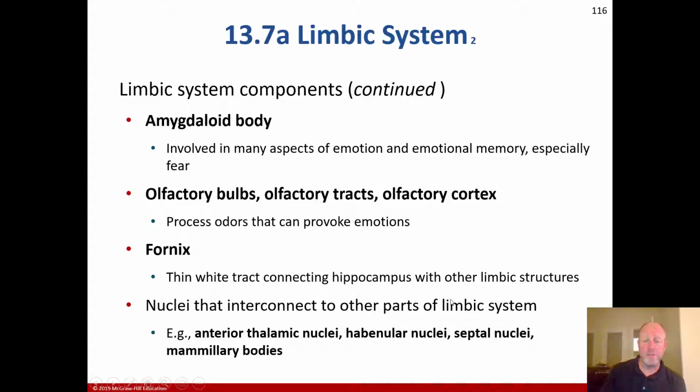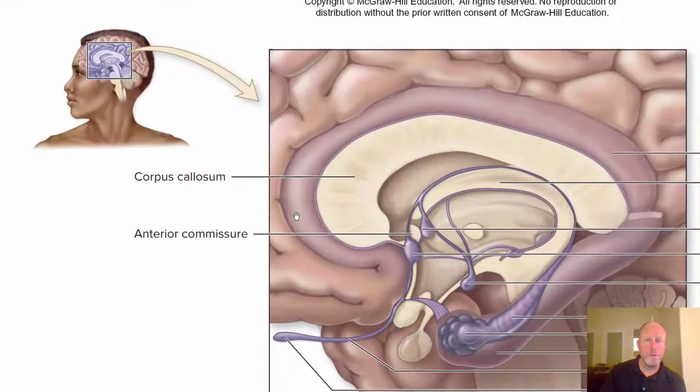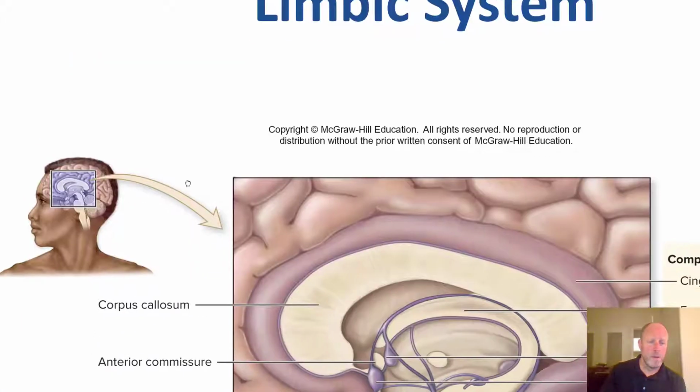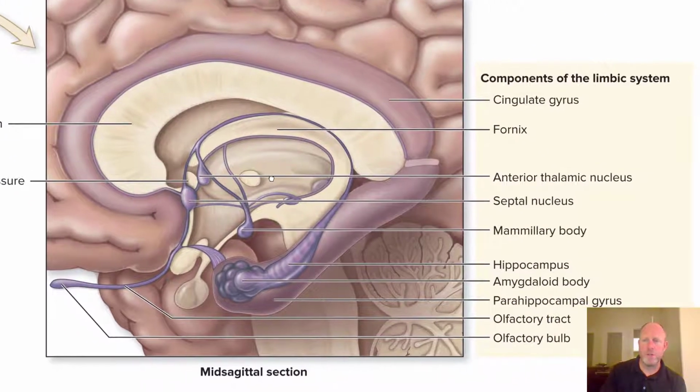Nuclei that interconnect to other parts of the limbic system include the anterior thalamic nuclei, habenular nuclei, septal nuclei, and the mammillary bodies. So here, you can see in looking at our limbic system, right? Our corpus callosum, our anterior commissure, it's a mid-sagittal section, our cingulate gyrus, our fornix, the anterior thalamic nucleus, our septal nucleus, mammillary body, and our hippocampus, amygdaloid body, parahippocampal gyrus, the olfactory tract here, and the olfactory bulb.